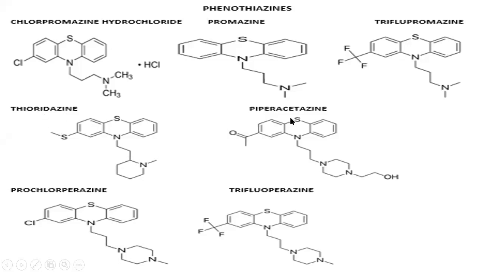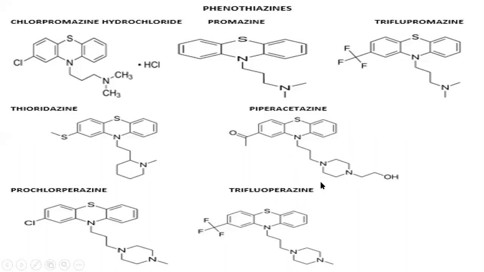Okay, then in piperacetazine, if you see the differences here, in the second position there is an acetyl group, CH3 double bond O. An acetyl group is present. And here the heterocyclic ring, if you see the heterocyclic ring, it consists of the pyrazine ring. Sorry, the piperazine ring is present in the side chain.